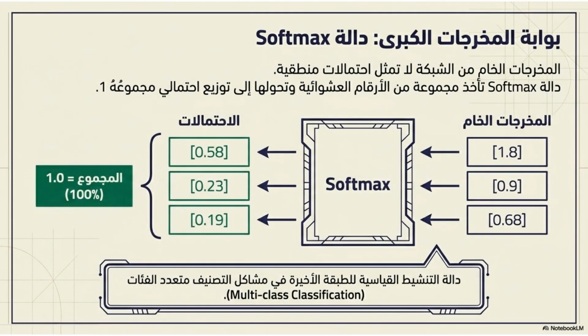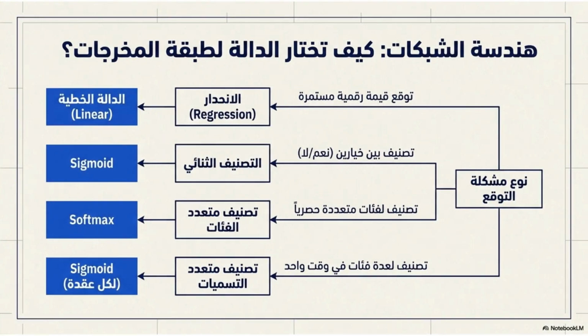Softmax is the output gateway, transforming a set of raw scores into a probability distribution that sums to 1. It is the standard activation for the final layer in multi-class classification problems. Choosing the output layer function depends on the prediction type. Regression uses linear, binary classification uses sigmoid, and multi-class classification uses softmax.